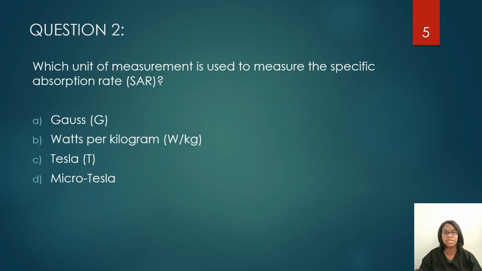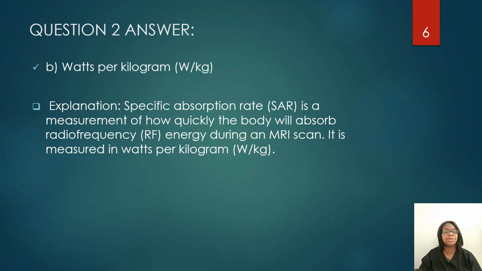And then you have question number 2. Which unit of measurement is used to measure the specific absorption rate, SAR? You have your Gauss, your watts per kilogram, Tesla, or micro Tesla. So I'll just give you a few moments. Watts per kilogram. SAR is a measurement of how quickly the body will absorb the RF energy during an MRI scan, and it is measured in watts per kilogram.